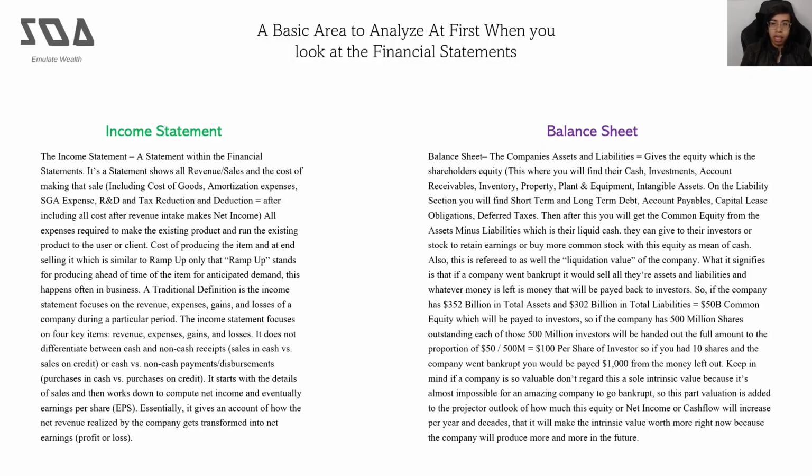The balance sheet is the company's assets and liabilities. If you calculate the assets and liabilities, that should give you the equity, which is the shareholders' equity. And you'll have this all in the balance sheet. This is where you'll find their cash, investments, accounts receivable, inventory, property, plant and equipment, and intangible assets. And then on the liability section, you will find the short-term and long-term debt.